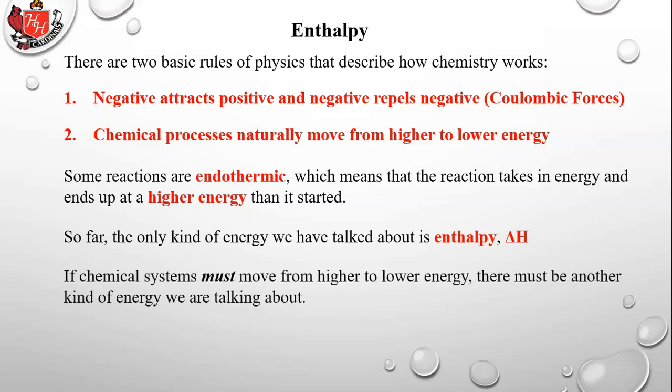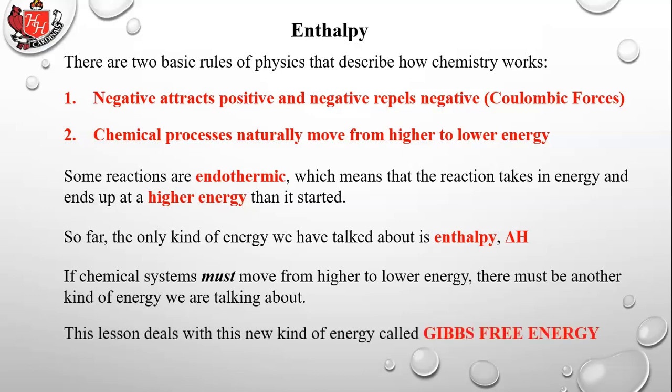If chemical systems must move from higher to lower energy, then there must be another kind of energy we're talking about. In other words, if chemical systems have to move from higher to lower energy, and the only kind of energy was enthalpy, delta H, it would be impossible to have an endothermic reaction, to go from lower energy in the reactants up to higher energy in the products. But that does sometimes happen. So that must not be the only kind of energy if that process can happen. This lesson deals with a new kind of energy called Gibbs free energy.